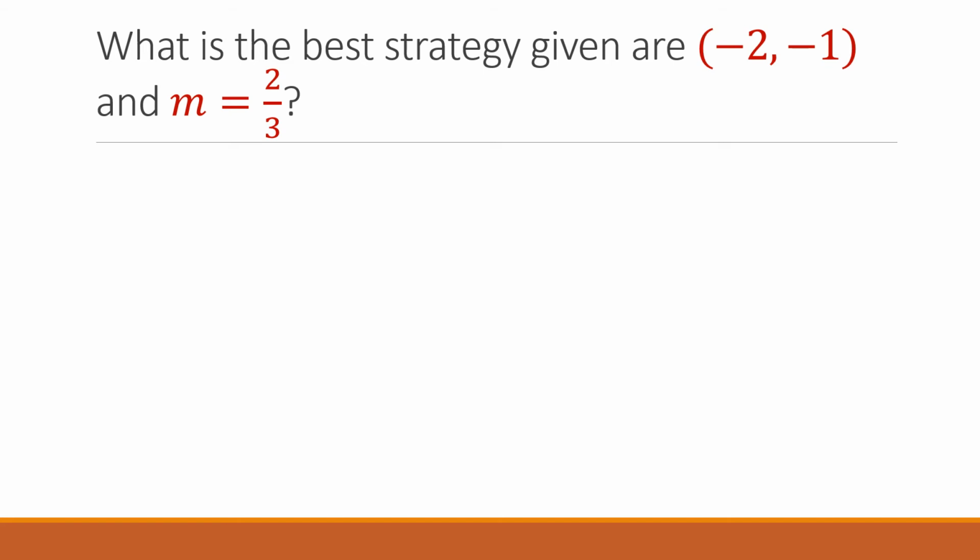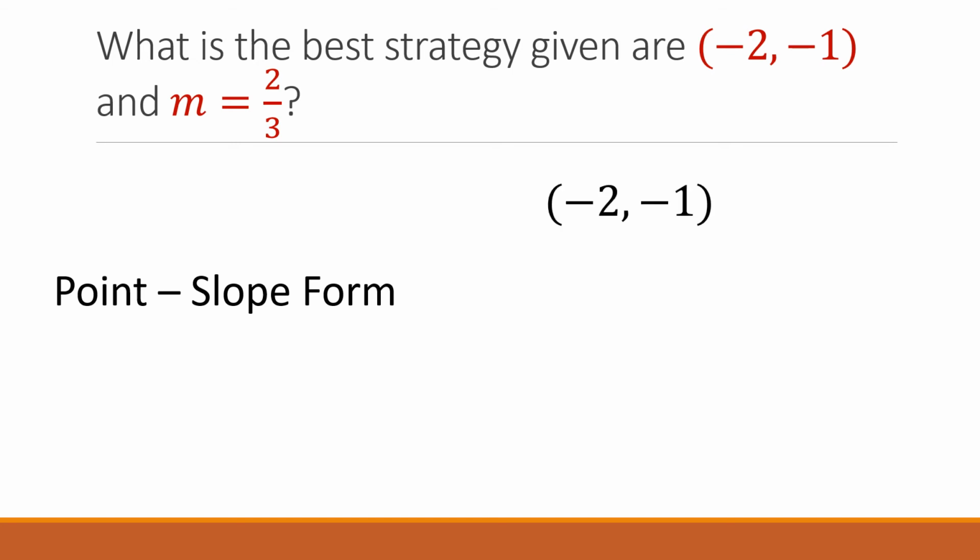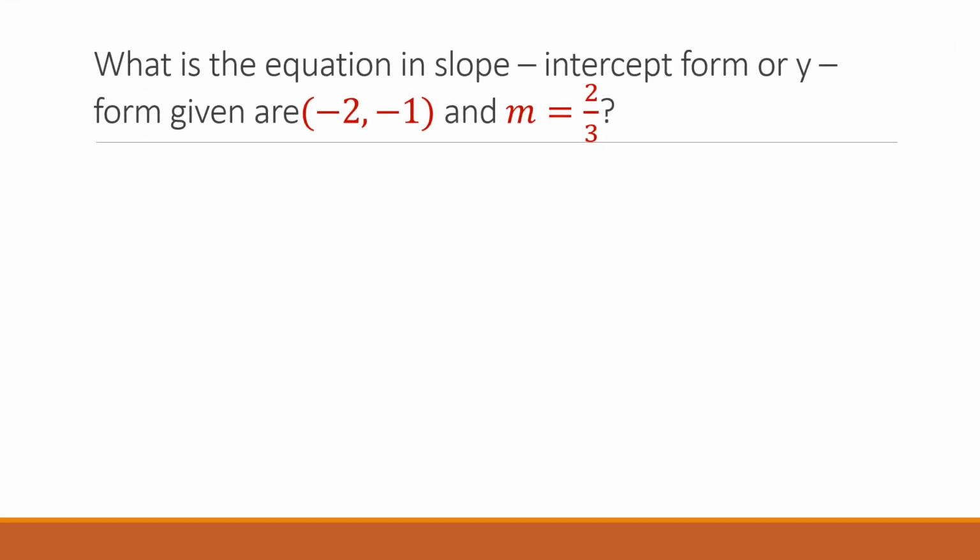Now let's have this example. What is the best strategy given (-2, -1) and slope 2/3? The answer will lead us to point-slope form. Why? Because you have a point, (-2, -1), and the slope of 2/3. So let's write the equation in slope-intercept form, or y form, given the point (-2, -1) and the slope 2/3.